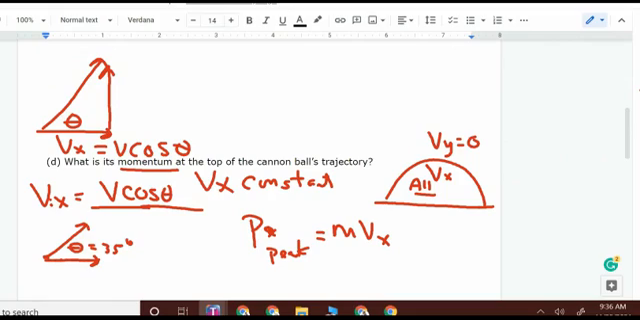And so what you get is m, the mass of the cannonball, which is 335 g, and then we use the initial V times cosine theta. The answer is 4160 kilograms per second.